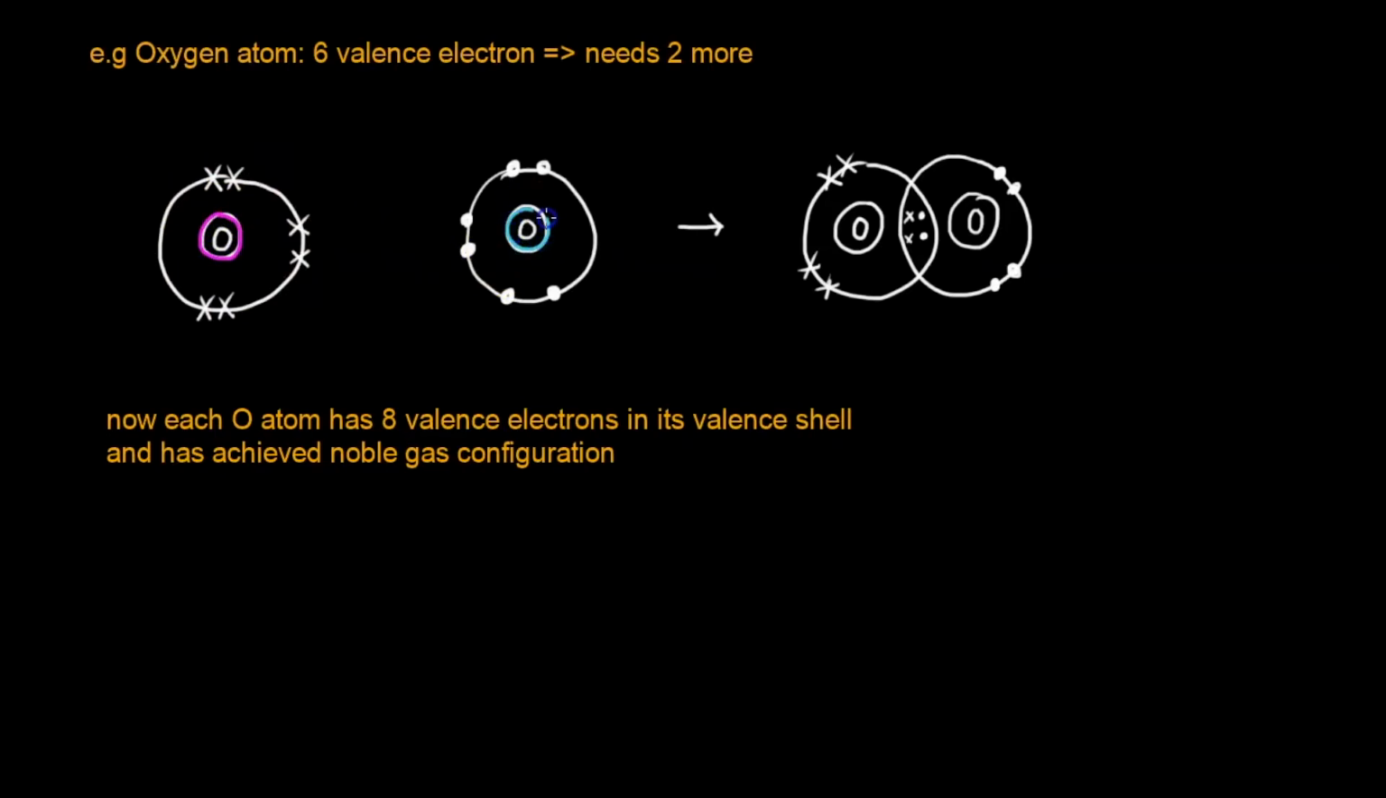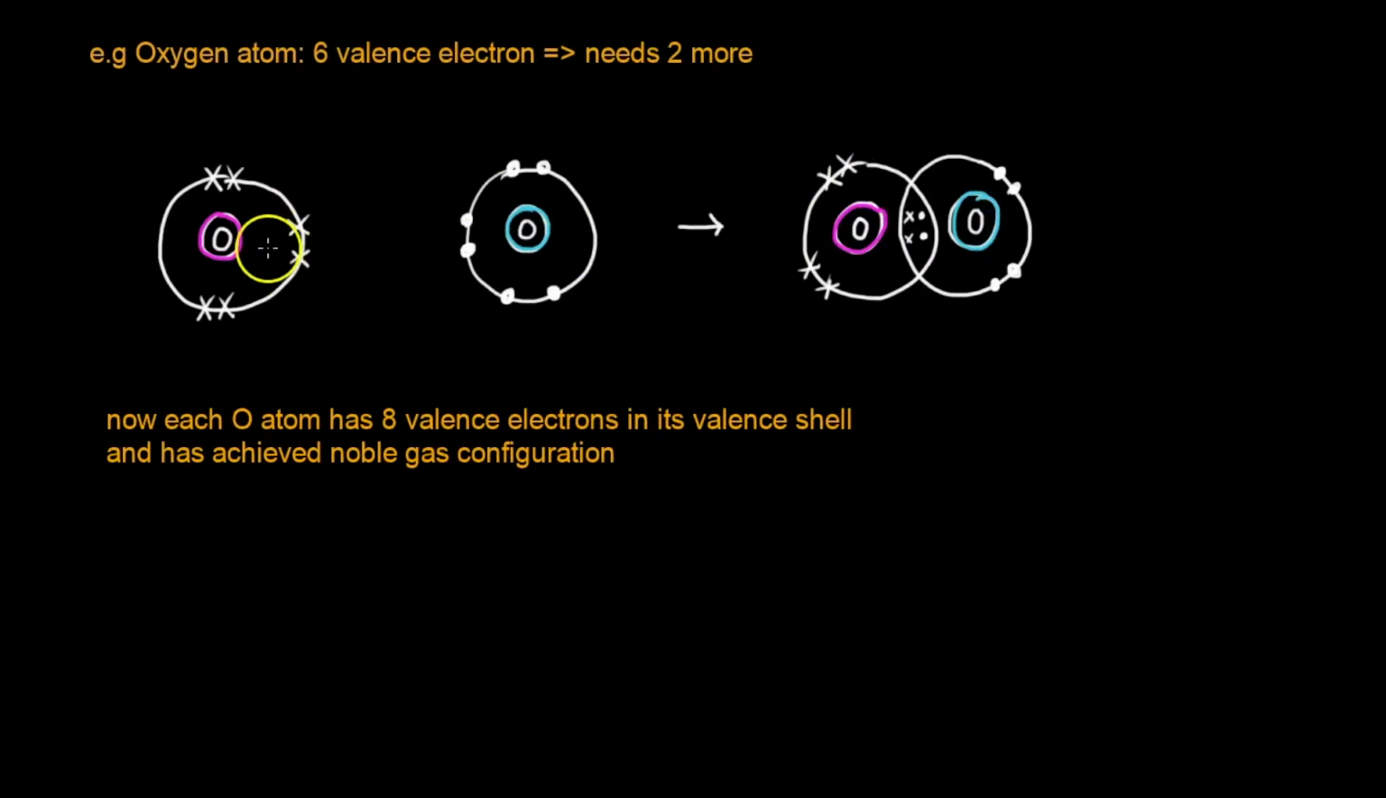Okay, so we can identify them. So that when we combine them, this one is the pink one, this one is the blue one. Sorry, let's draw it nicer. The pink one and the blue one come close together and they share electrons. But in this case, they share 2 electrons.